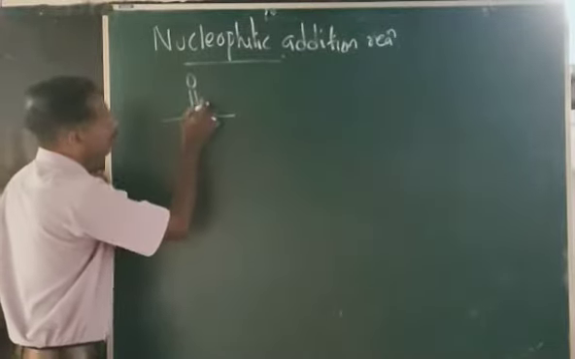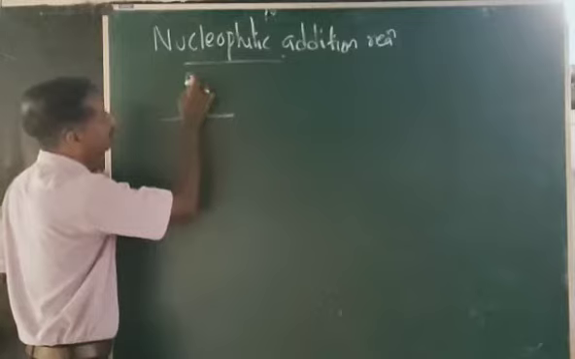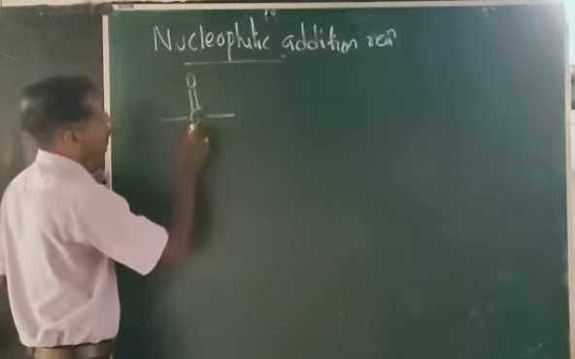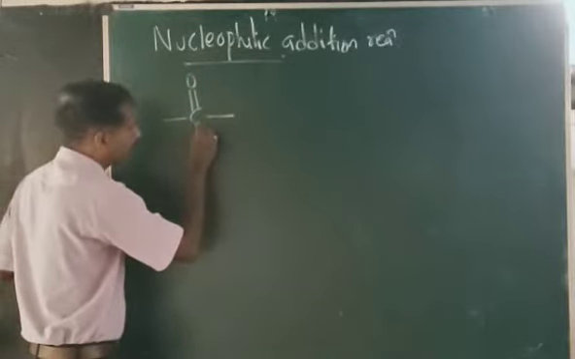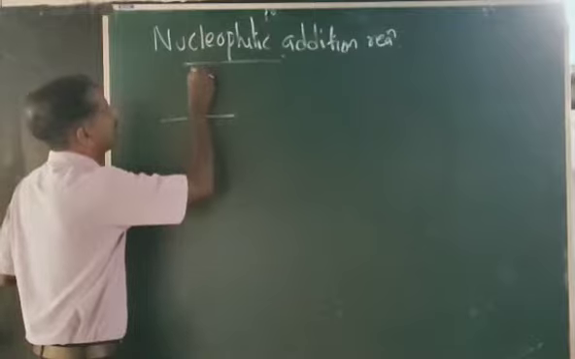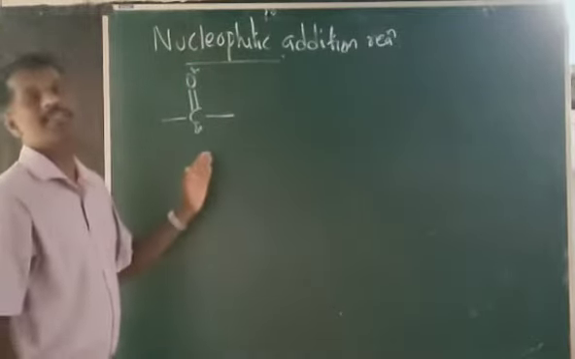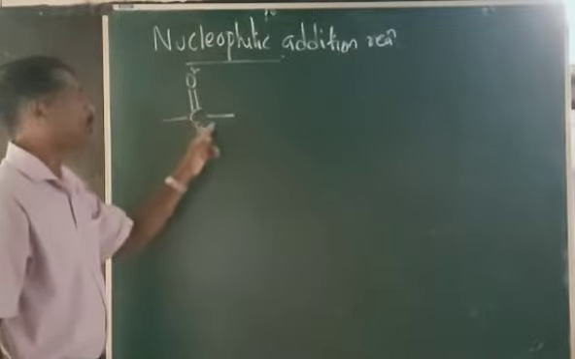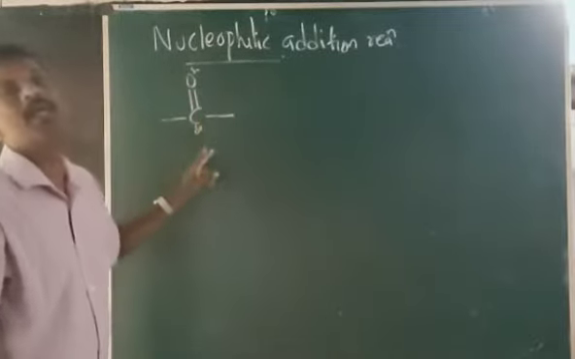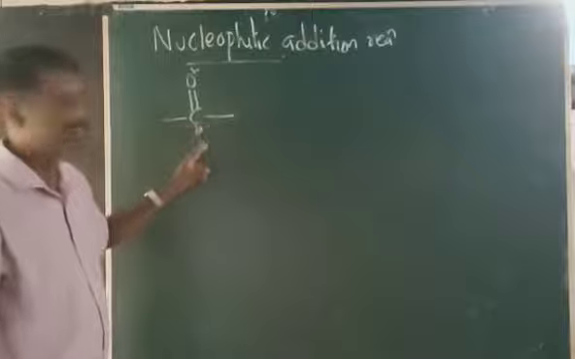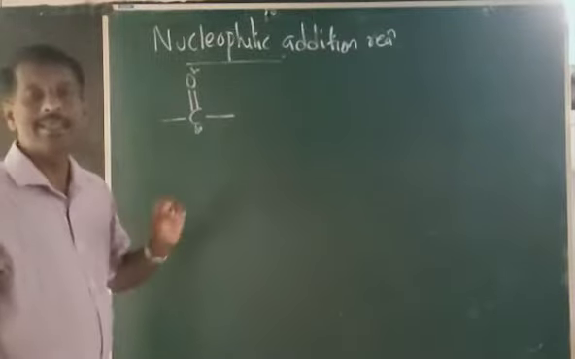That means due to the electronegativity difference between carbon and oxygen, carbon is slightly positive and oxygen is slightly negative. We can say that the CO group is polar in nature. Carbon is slightly positive and oxygen is slightly negative.